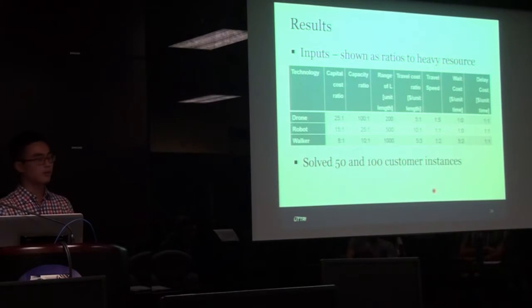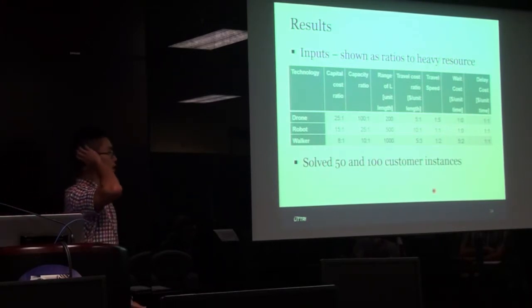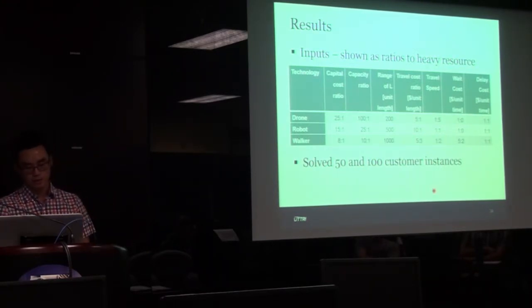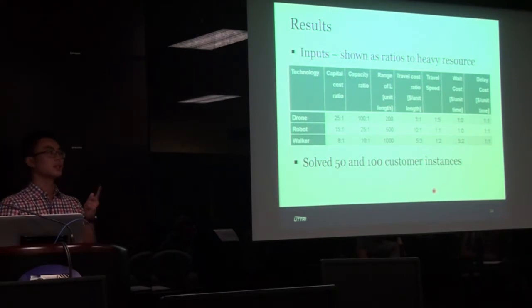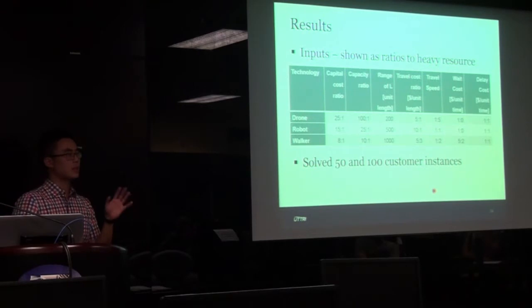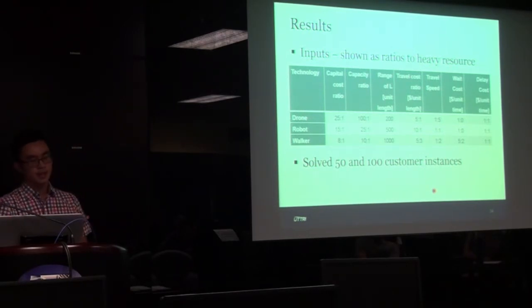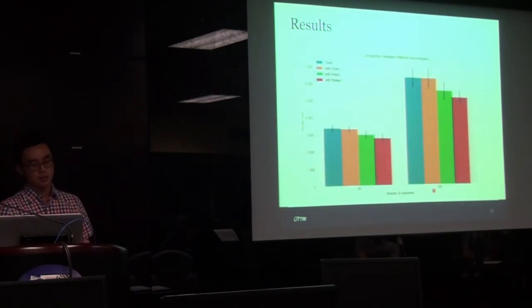And so what we did, we solved this over 50 and 100 customer instances using the genetic algorithm based on these attributes, and solved it about 20 times with randomized customer locations. And this is the result for the routes. On the y-axis, we have route cost, and the two sections are 50 customers and 100 customers. The blue is the truck, orange is truck with drones, green is truck with robots, and then truck with walkers.